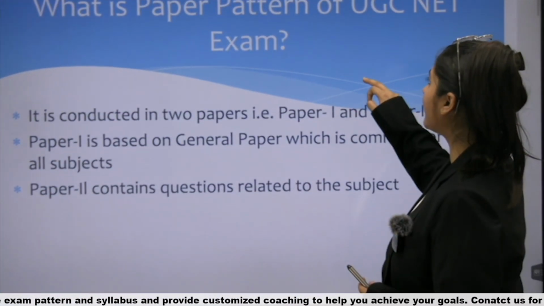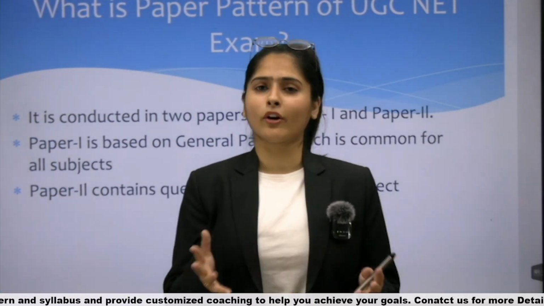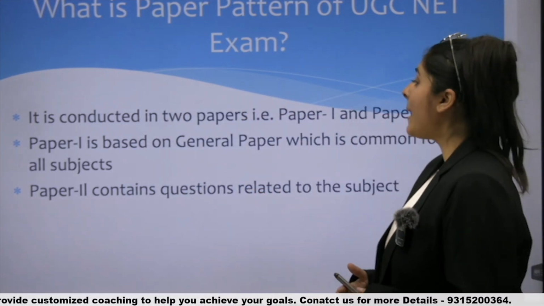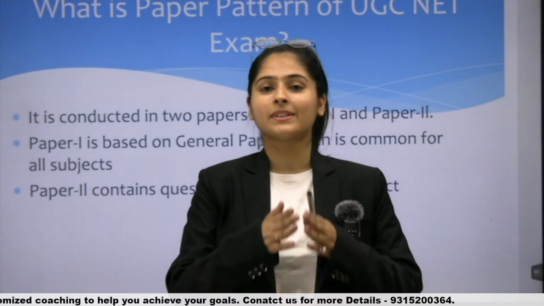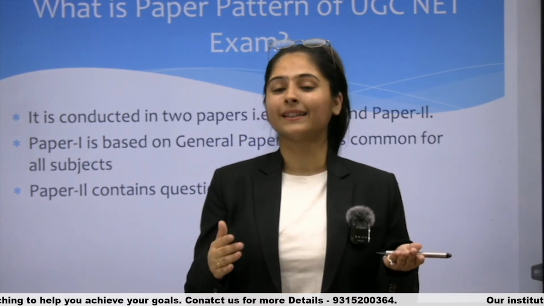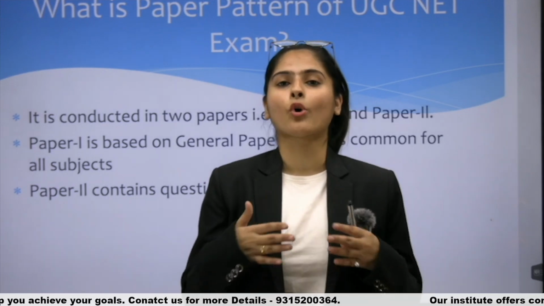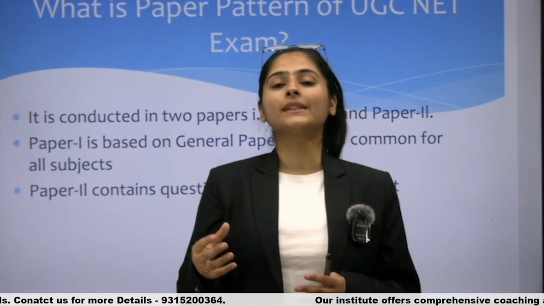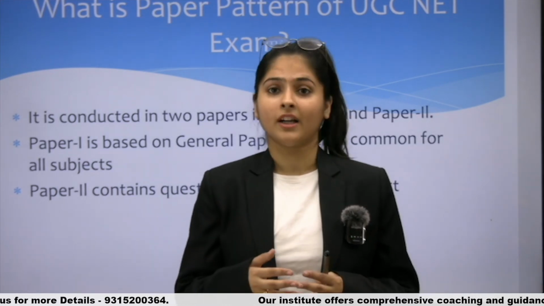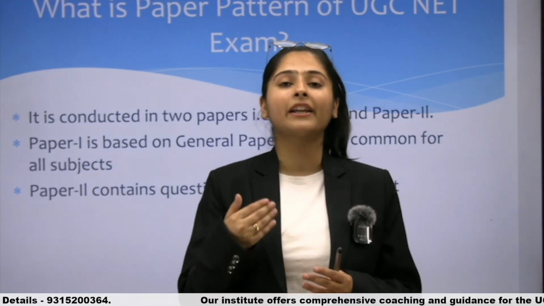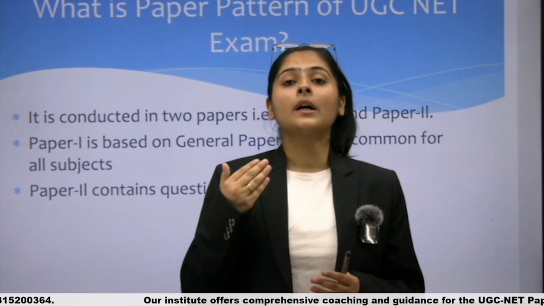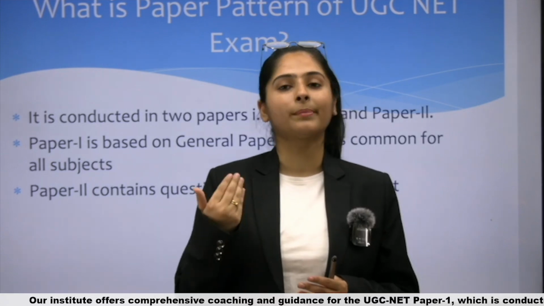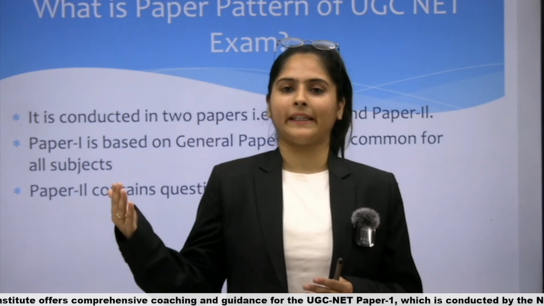The first thing, the major question which many of the students ask is what is the pattern of the paper? Basically, UGC NET paper is divided into two parts, paper 1 and paper 2. Paper 1 is common for everybody, whoever sits for the exam. And paper 2 is the subjective paper. For example, if you are a student of English literature, then your paper 2 will be of English. If you are a commerce student, then your paper 2 will be commerce, law, and so many.